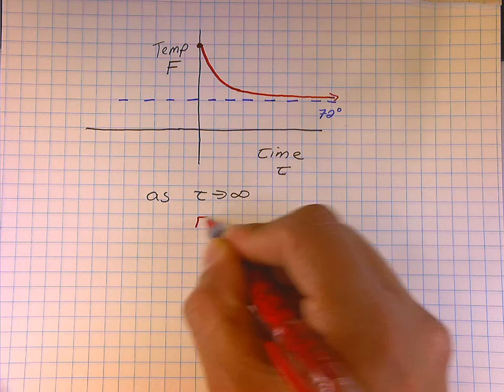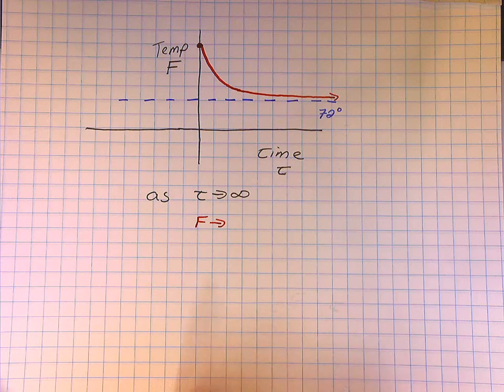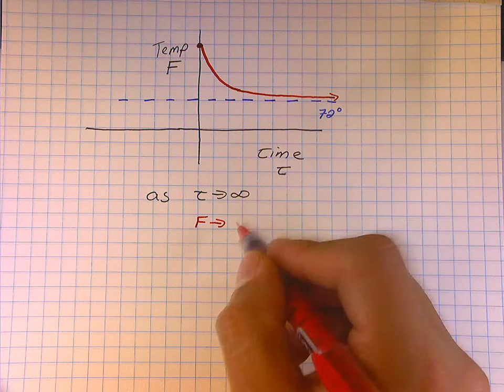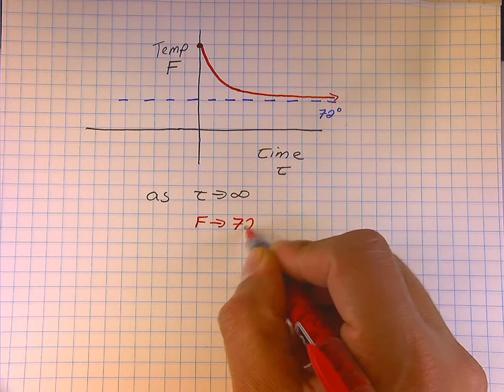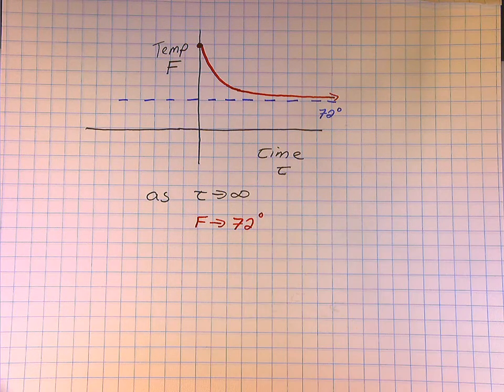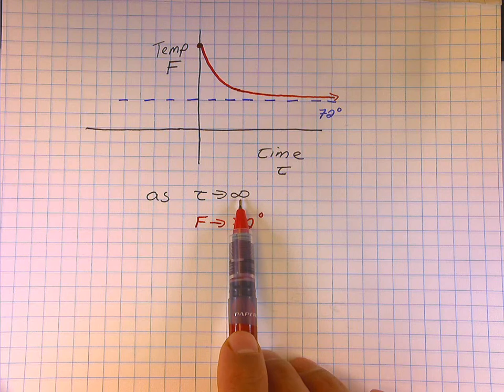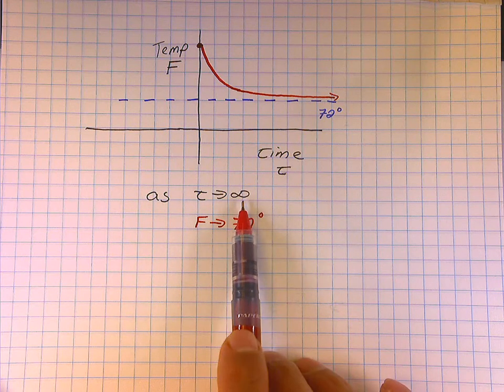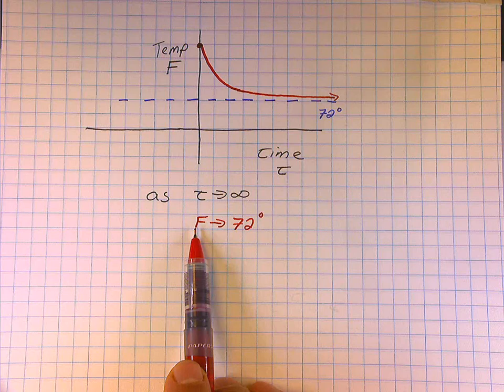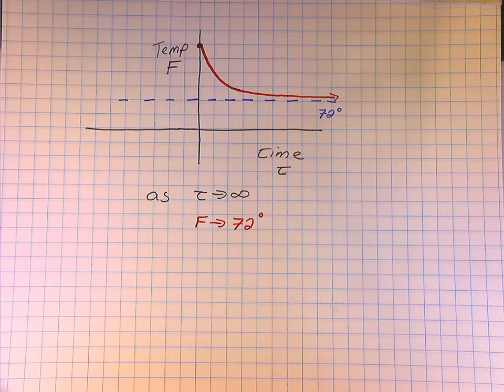The temperature in Fahrenheit is approaching, it's not going down forever, it's not going to negative infinity, it's approaching the room temperature, for our purposes, or ambient temperature, of 72 degrees. So, as my time increases, my temperature in Fahrenheit is approaching 72 degrees. Now, this is one type of notation we can use.